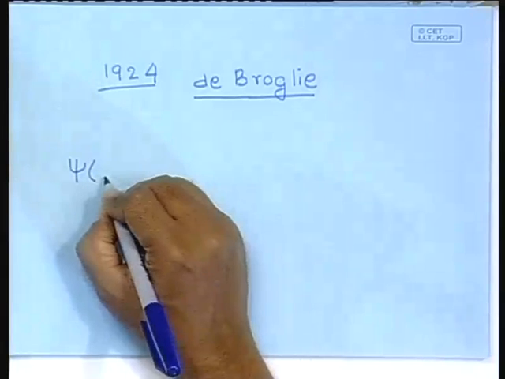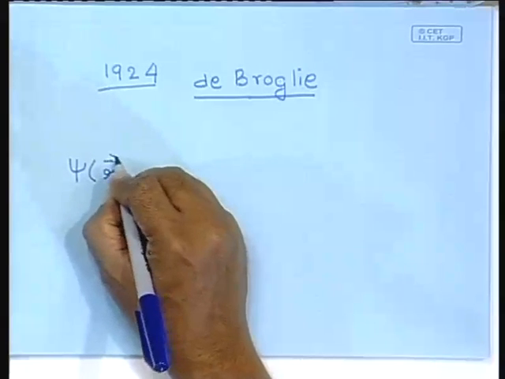So, let me write down a wave. We are all hopefully by this time familiar with how to write down equations for waves. So, let me write down a wave. This represents a wave.